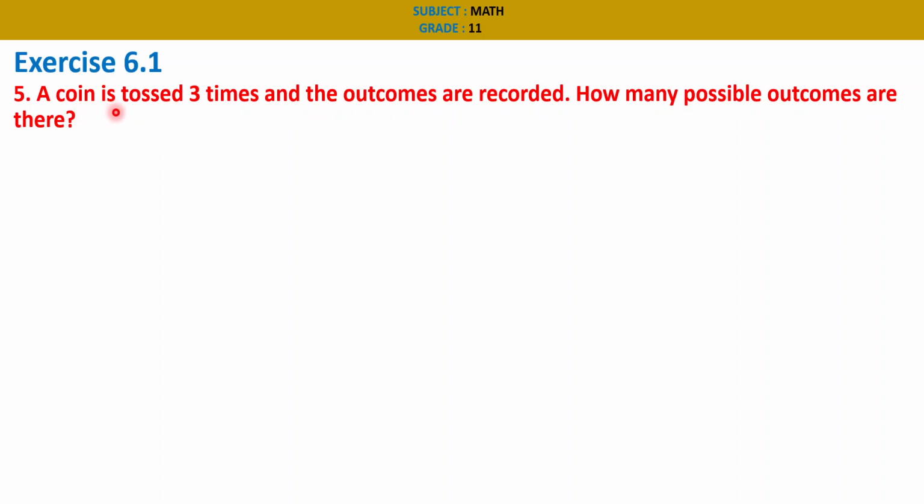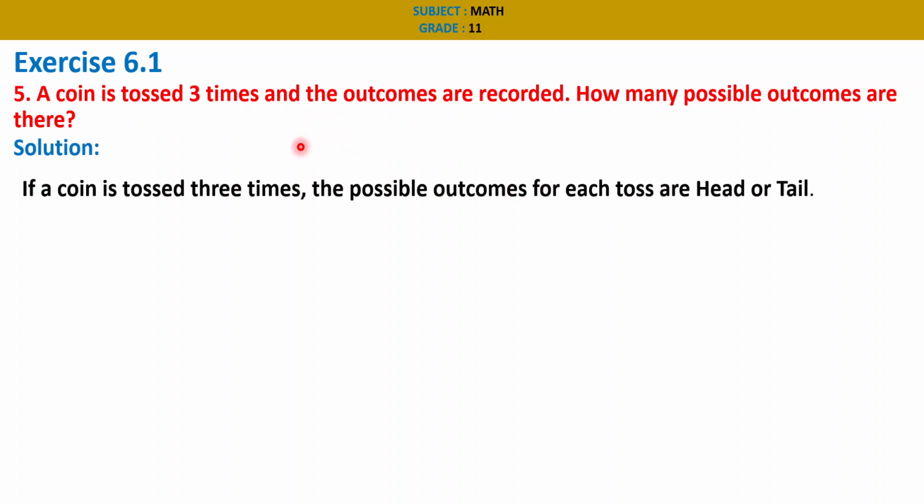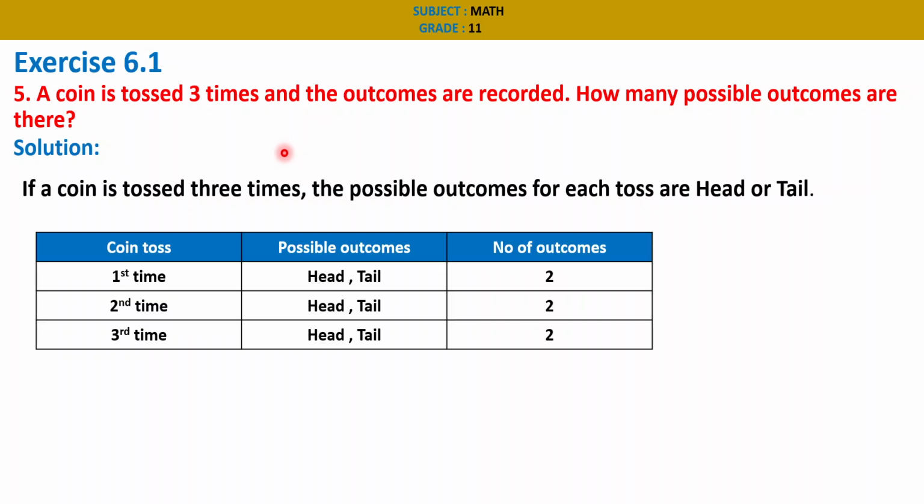A coin is tossed 3 times and the outcomes are recorded. How many possible outcomes are there? When a coin is tossed, you will get head or tail. If a coin is tossed 3 times, the possible outcomes for each toss are head or tail. The first time you toss the coin, you will get head or tail, so the number of outcomes will be 2.